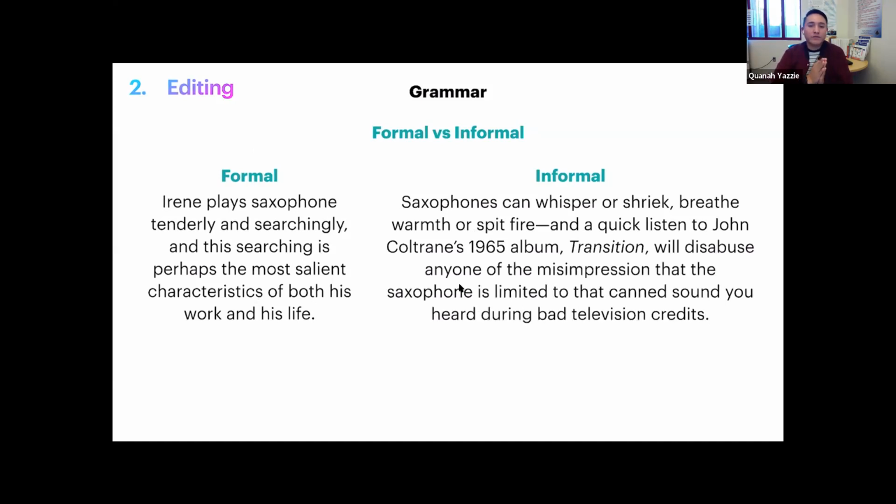I'll give you some time to read through both of them just to see the difference between formal voice versus informal voice. One is more polite, one is more professional, rather than the other one, where we're opposite of formal specifically. So I'll give you time to read that.